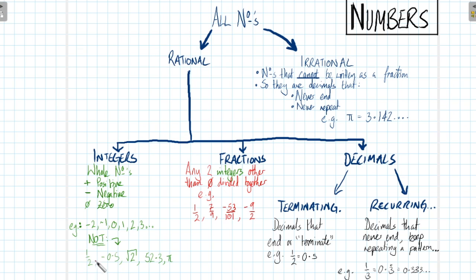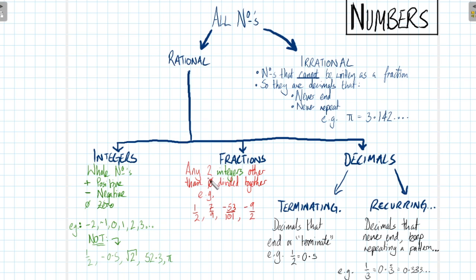What we can't have are fractions, decimals, square roots, or irrational numbers, obviously. If it's rational, it's definitely not irrational. Decimals again, and irrational numbers like pi. So those are integers. Moving on to fractions.